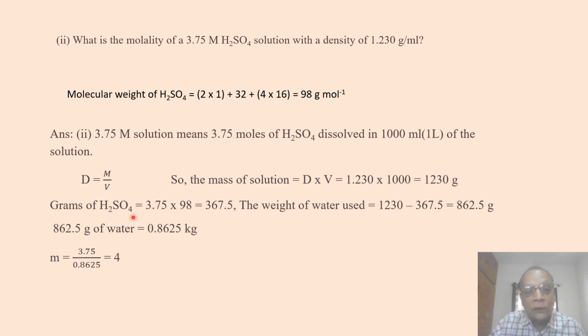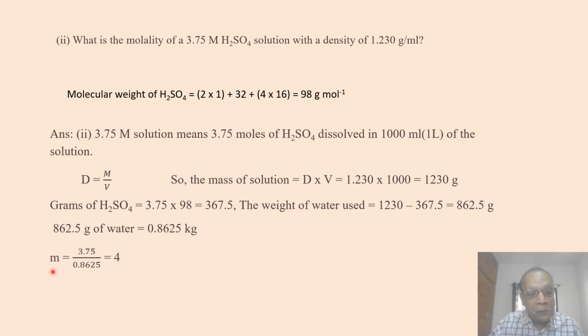Grams of H2SO4 is 3.75 into 98, that is 367.5 grams of H2SO4 is used. The weight of water used is 1230 minus 367.5, which gives us 862.5 grams of water involved or used. And this gram of water is divided by 1000, so it is 0.8625 kg of water. In molality, we use kg of water, as has been shown earlier.